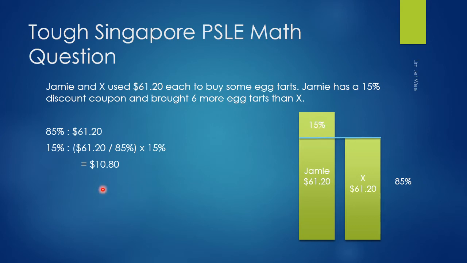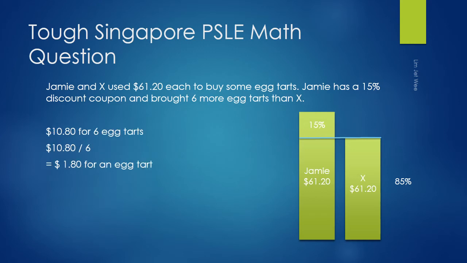So I will solve this problem by using a ratio. In order to get 15%, I will use the $61.20 divided by 85% and multiply the result by 15%. This will give me $10.80. So the 15% up here is actually $10.80. So this $10.80, which is the 15%, this portion on the top, is actually for 6 egg tarts.